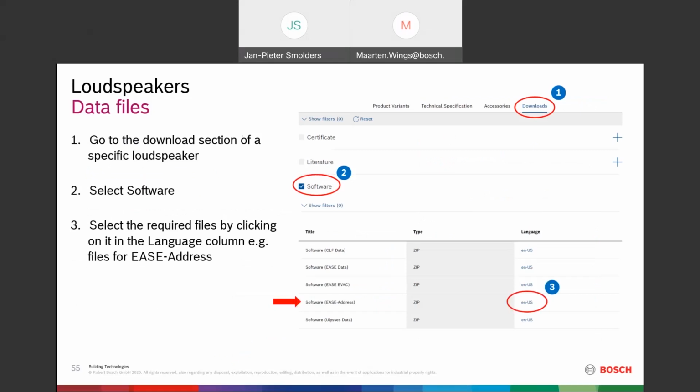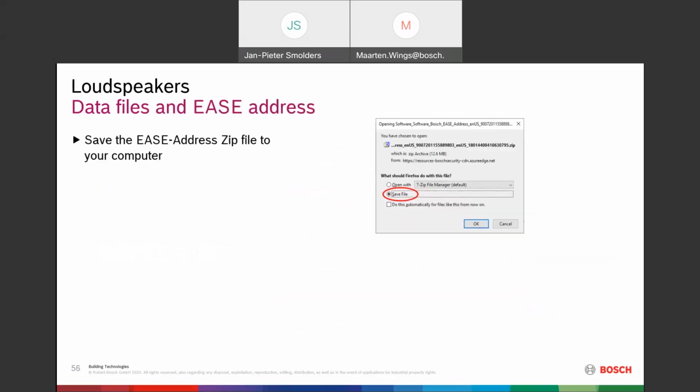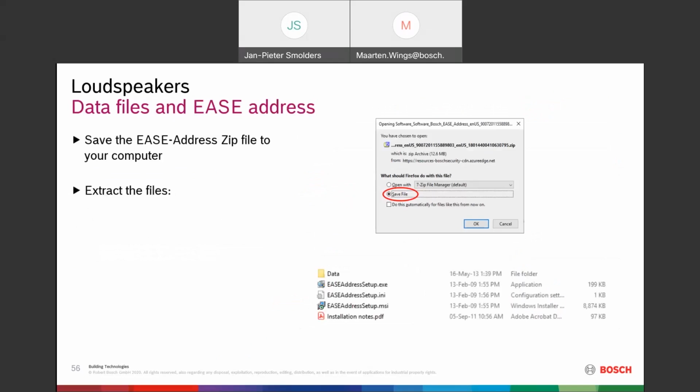And for instance, for EASE Address, just click on the right side here on the EN-US file, and then you will download the zip file. This zip file you can save to your computer. And if you look at the content, where you have extracted this file, you will get a data file, and in the data file folder, the GLL files are located. You also see that you will have the EASE Address executable, so you can immediately also install the EASE Address software.